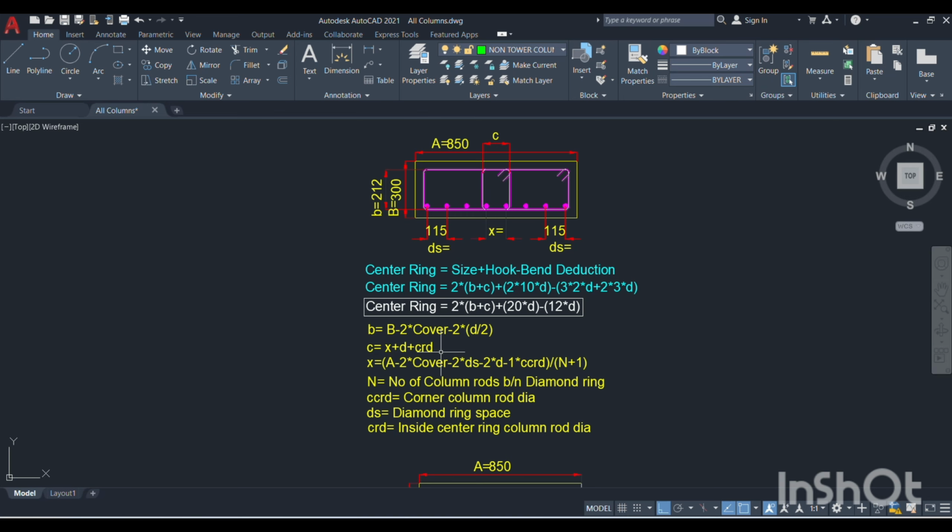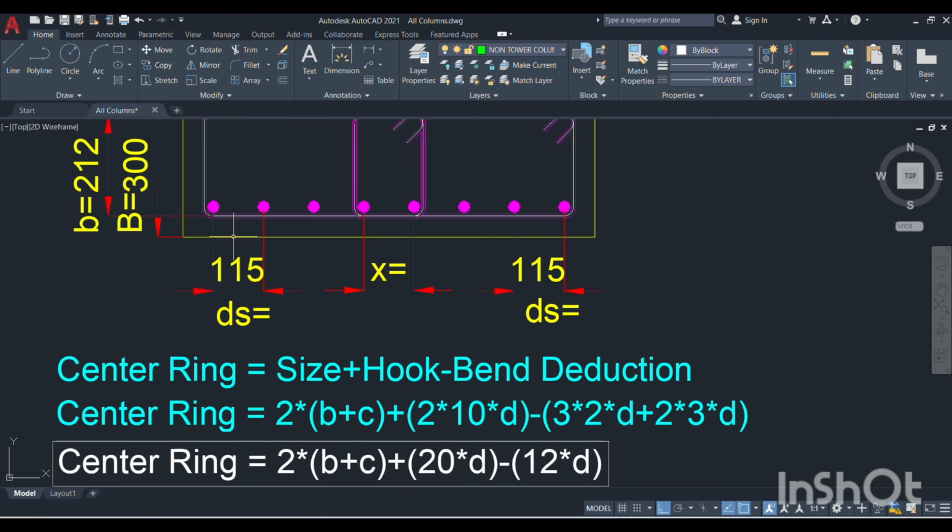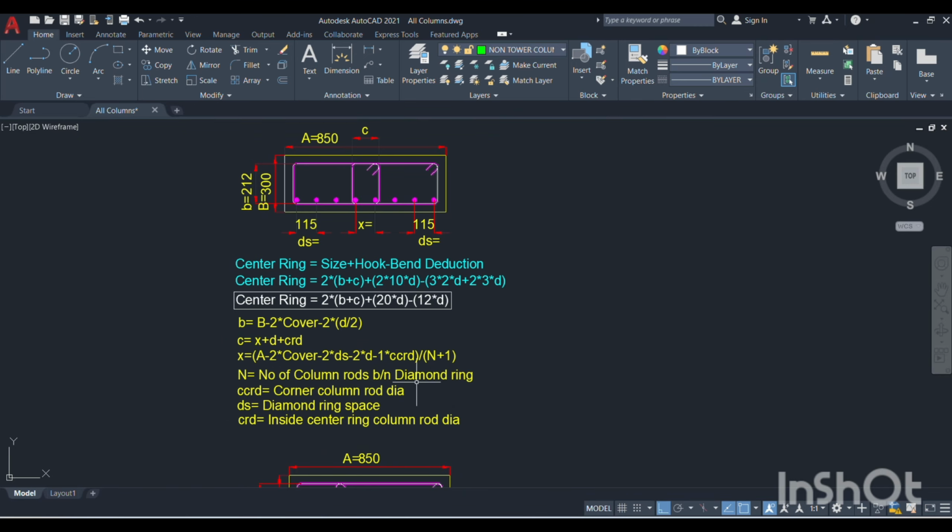So first we have to calculate X. X is equal to, you see, total length 850 mm A minus 2 into cover minus 2 times of DS. DS means the diamond ring spacing. These 2 times of diamond ring spacing we need to deduct, minus 2 times of d, meaning here one ring dia and here one ring dia, then 2 dia of the ring, minus 1 CCRD. This is the CCRD, corner column rod dia, meaning here half of the rod and here half of the rod we need to deduct.